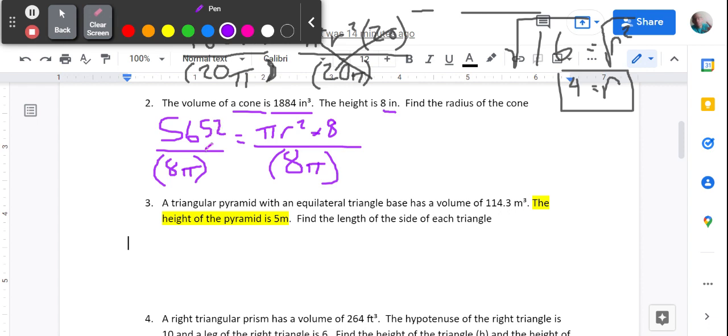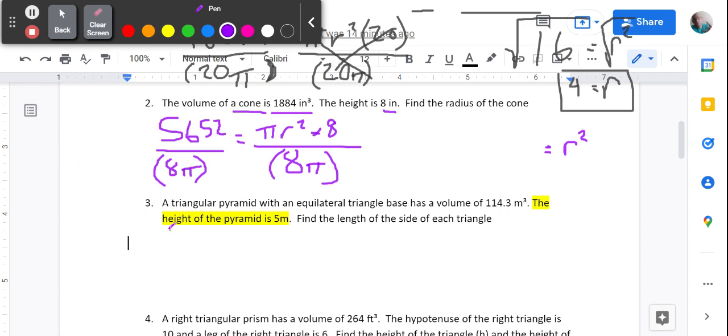5,652 divided by 8 pi. I think I did it wrong. I think you did it wrong too. That's okay. We're all human. Why don't we just put it in our calculator that's not human?